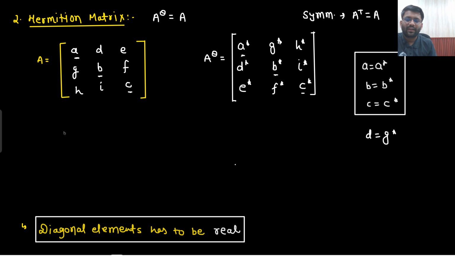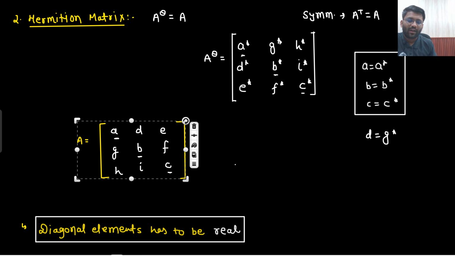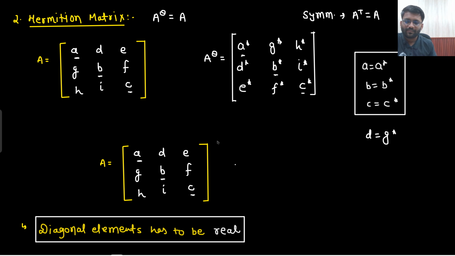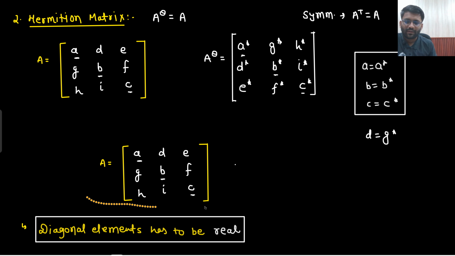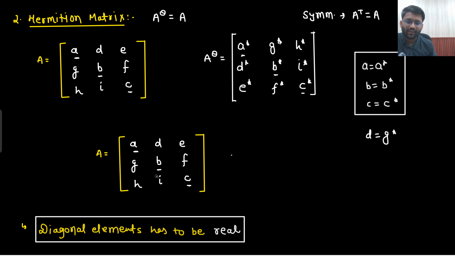So if I want to frame the Hermitian matrix, how would I frame it? I have put A, B, C, D, E, F, right? So if this element is D, then this should be D conjugate. Why is that so? Because D should be equal to G conjugate. You can take the conjugate on both sides. If you take the conjugate of D, you will get D conjugate. If you take the conjugate of G conjugate, you will get G. So G should be equal to D conjugate.